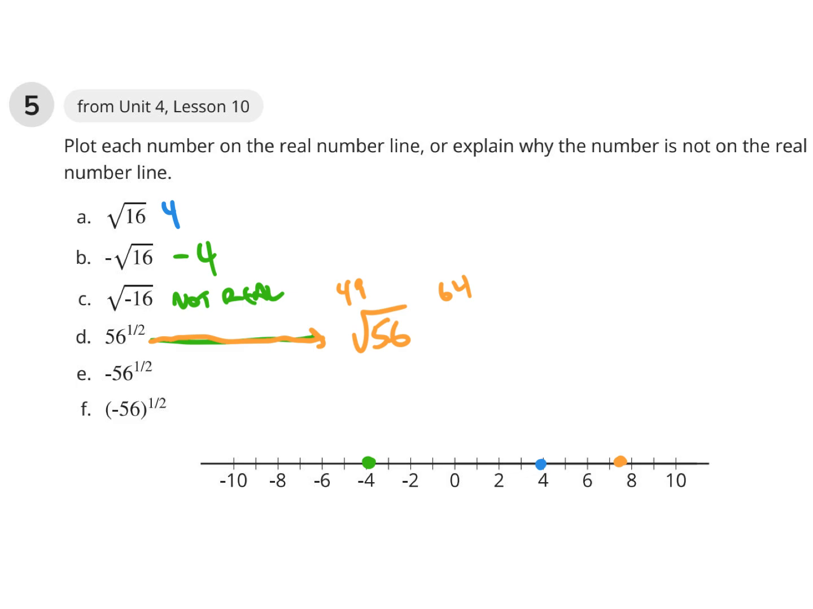Now, negative 56 to the 1/2. See, the way PEMDAS works is this is treated as negative 1 times 56. So the calculator and PEMDAS will say deal with the exponent first. So this is negative root 56, or the opposite of root 56, which is in between 7 and 8, about halfway. Now, the last one, because this is inside the parentheses, this is negative 56 inside the root. And we know this is imaginary, so this is not real. Because roots of negative numbers are not real.